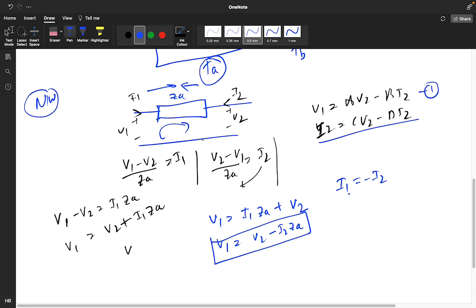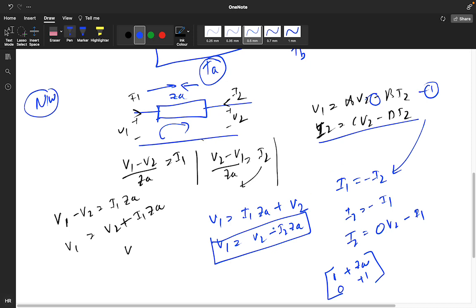What about the second equation? The second equation is I2 is equal to minus I1. You can write it like this: I2 is equal to 0 V2 minus I1. So what is the ABCD parameter? A is 1, B is minus ZA, C is 0, and D is minus 1. This minus will not come, sorry, because in the ABCD parameter we are already considering the minus sign. So this minus will not come. So 1, ZA, 0, 1.